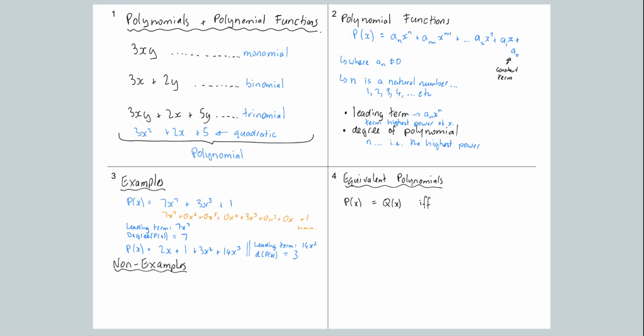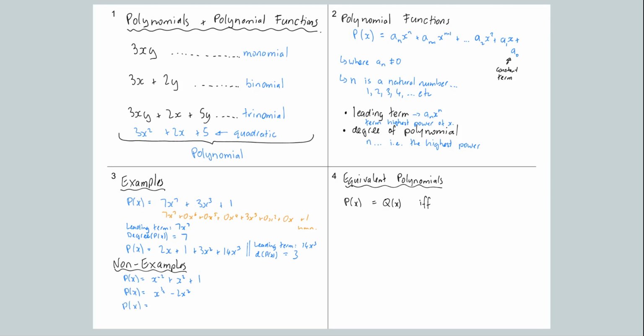Non-examples. Be careful. Basically, it might look like it's a polynomial when it's not. Here's some obvious non-examples. P of x equals x to the power of negative 2 plus x squared plus 1. The power of negative 2 is a dead giveaway. P of x is equal to x to the power of a half minus 2x squared. Not a polynomial, because one of the powers of x is a fraction.